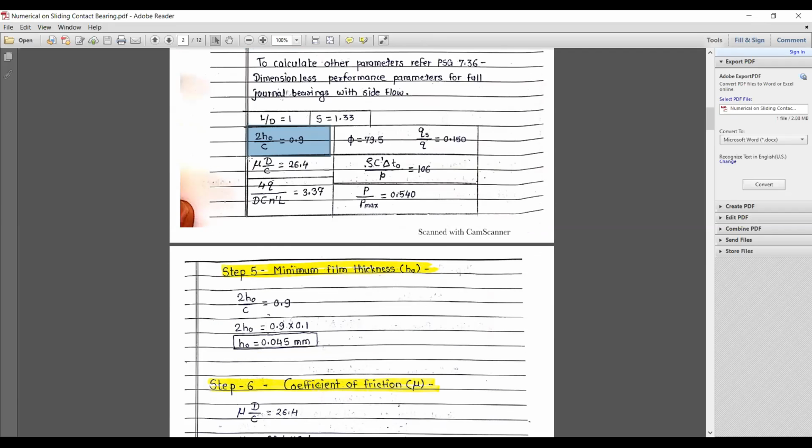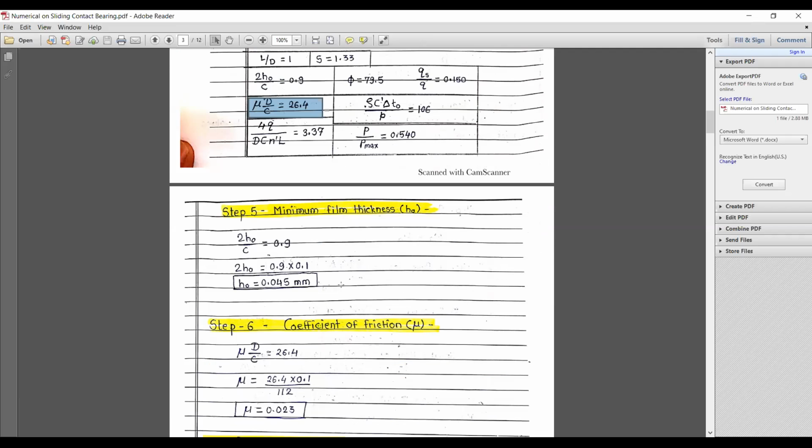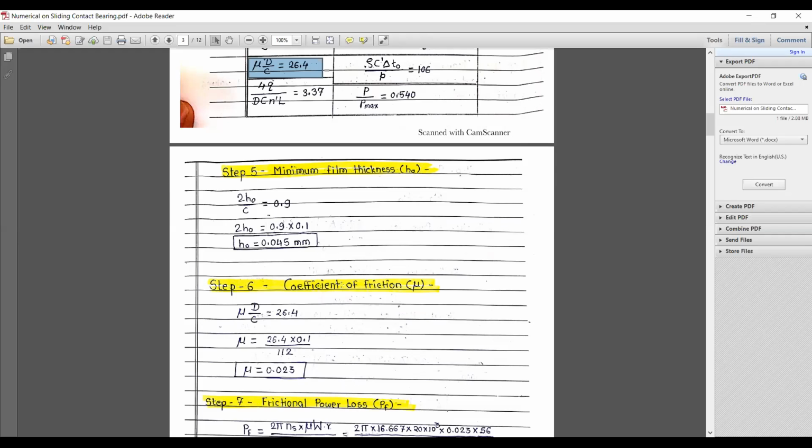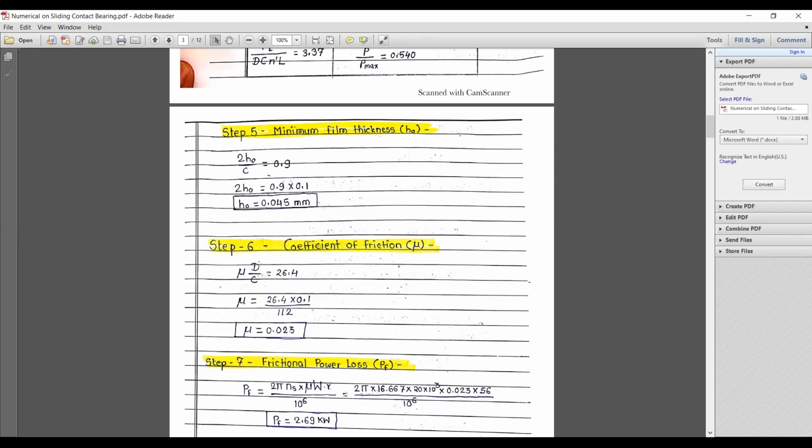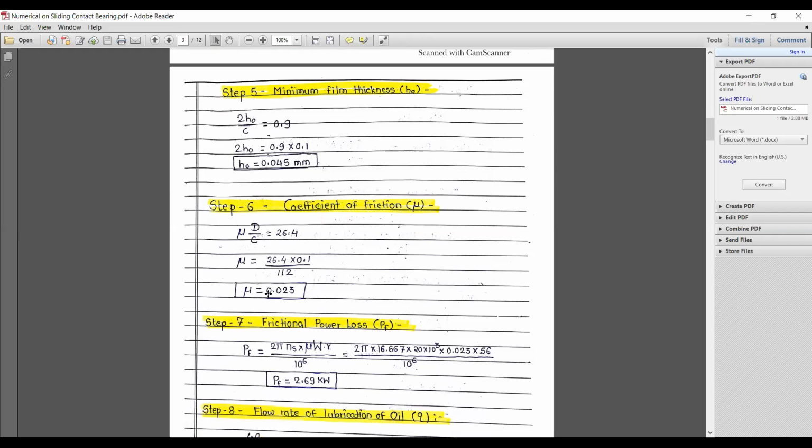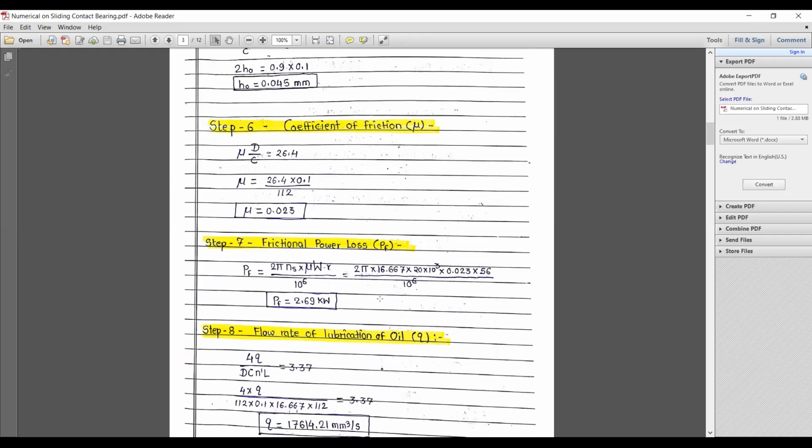So next, the dimensionless parameter we have considered is mu into d by c, that is, the coefficient of friction into the journal diameter divided by the diametric clearance. This equation is equal to 26.4. Putting the values of C and D, we get mu is equal to 0.023.